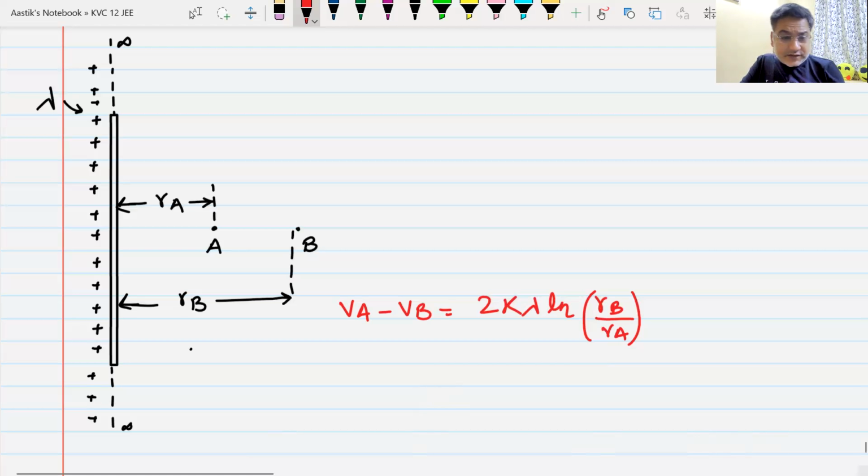That is the first case in which you cannot find the absolute potential of any point. Can you guess what is the second case?